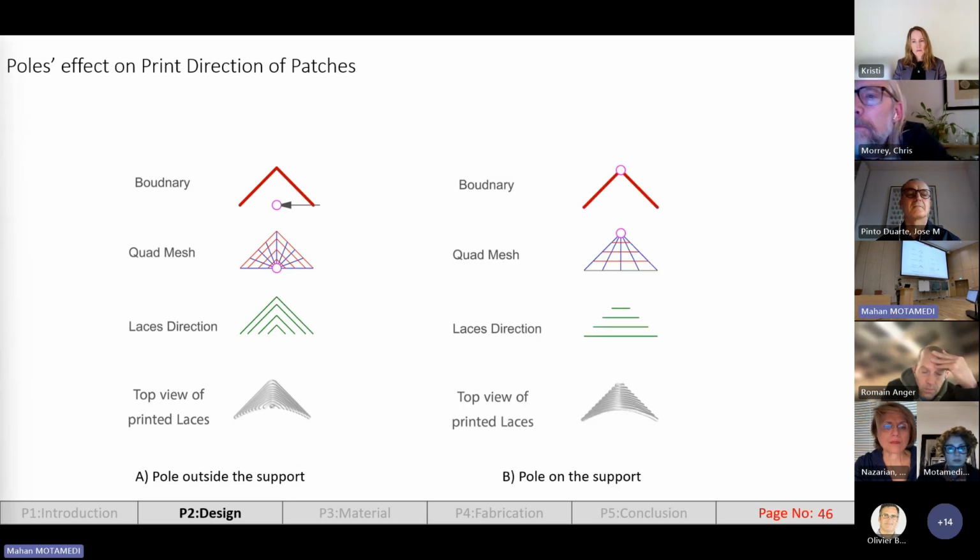The second example is a squinch in which we have a pole position on the boundary, and as a consequence, we have a print direction parallel to the arch of the squinch, as highlighted in the green part.